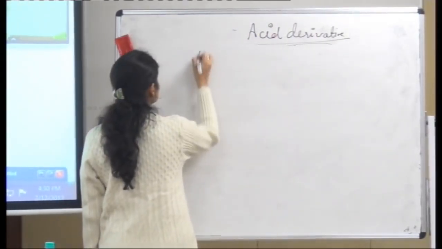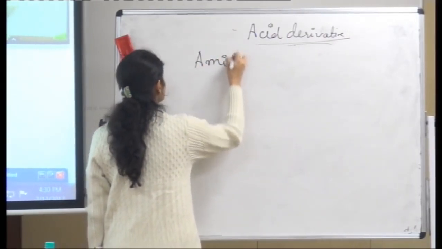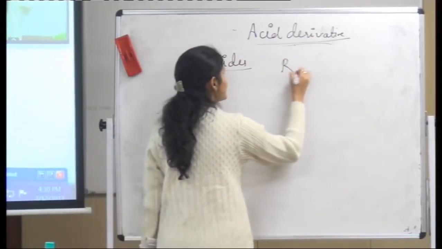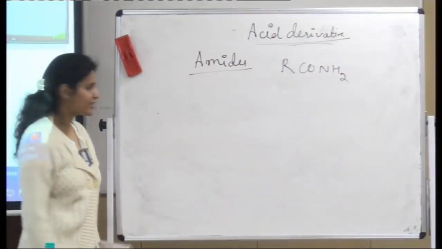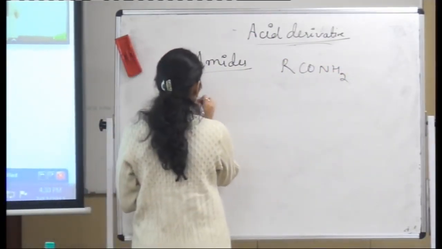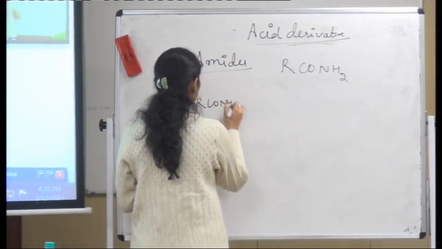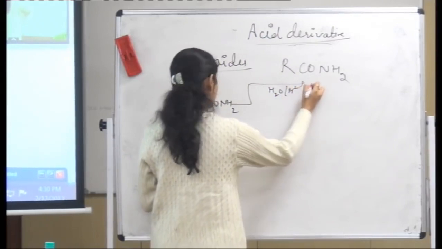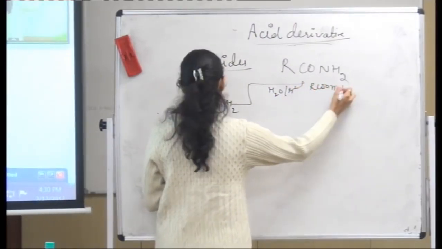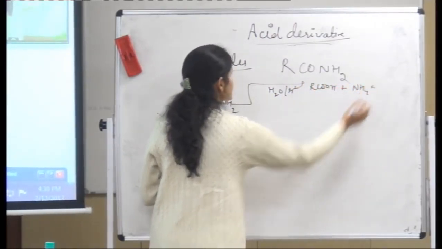Let's come to the next derivative, amides. They obviously have the RCONH2 group. They are the derivatives, right? What should be the reaction with water? You are hydrolyzing it basically: H2O gives RCOOH plus NH4+.